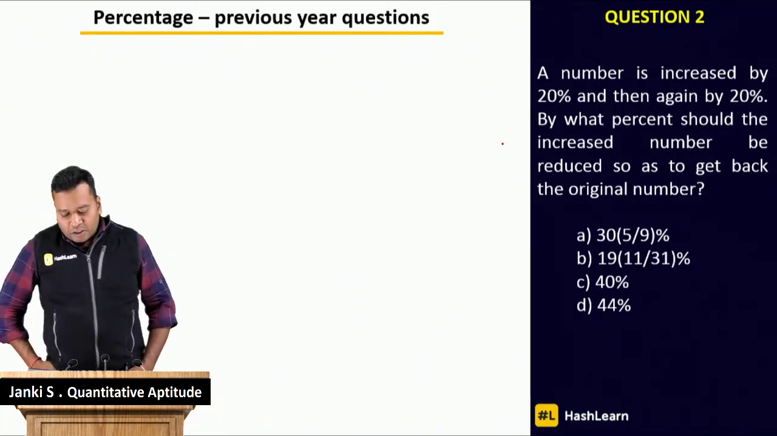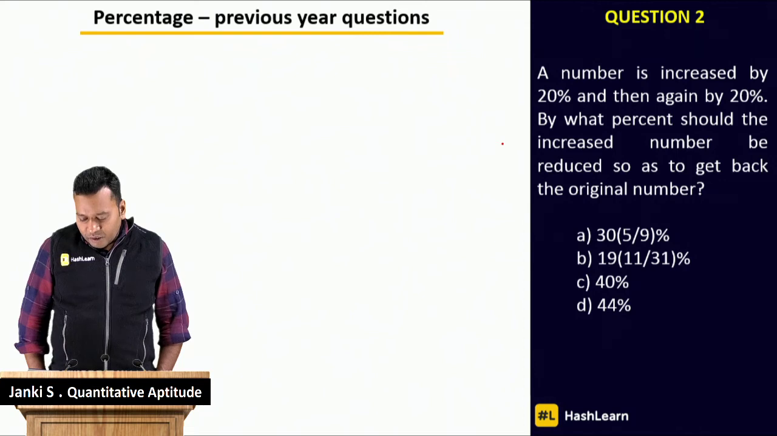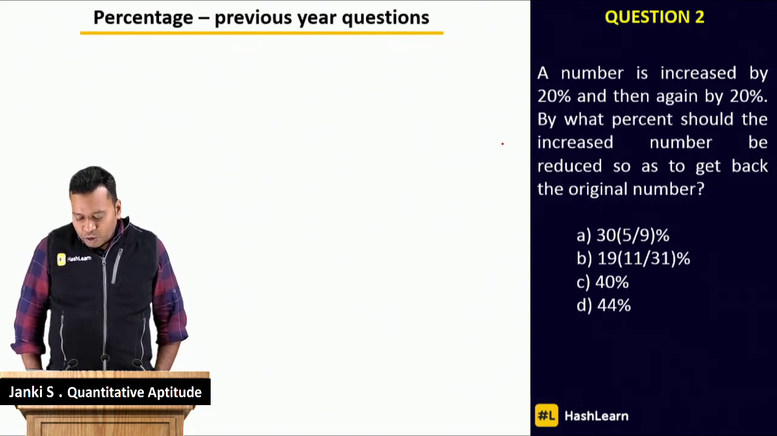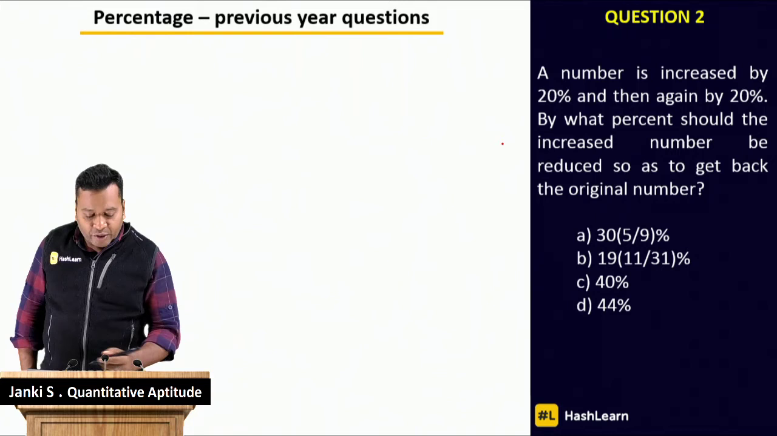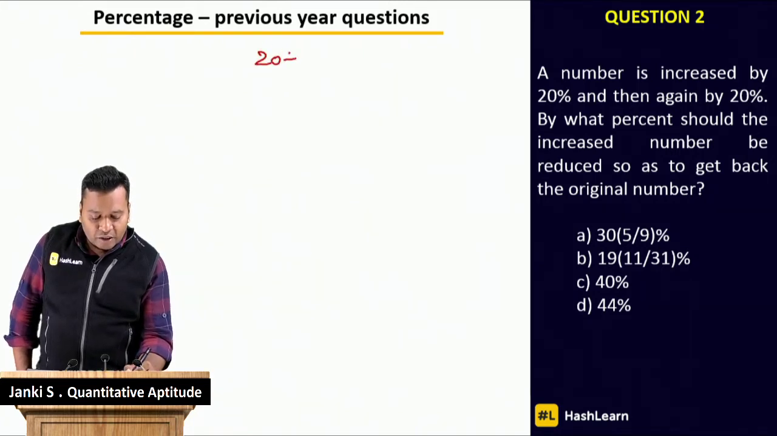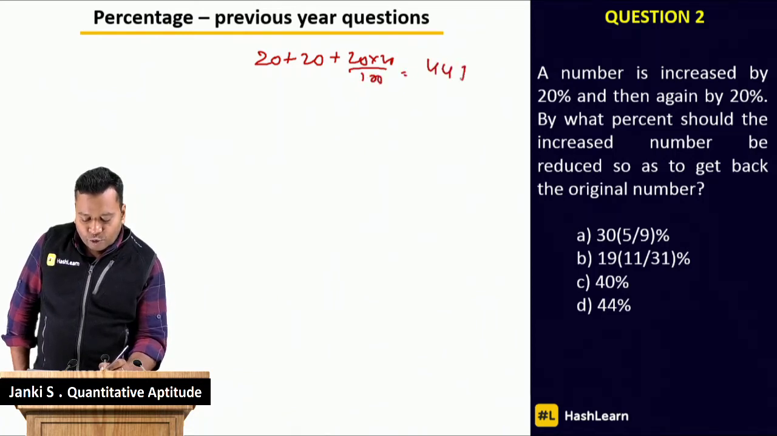चलिए अब जल्दी जल्दी मूव करते हैं क्वेश्चंस पे. A number is increased by 20% and then again by 20%. By what percent should the increased number be reduced so that you can get back to the original number? Same concept, right? So increase by 20%, that means 20. I'll go by the shortcut now. 20 plus 20 plus 20 into 20 by 100. That means I have increased the value by 44%.